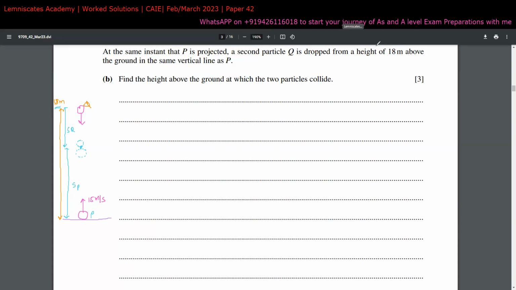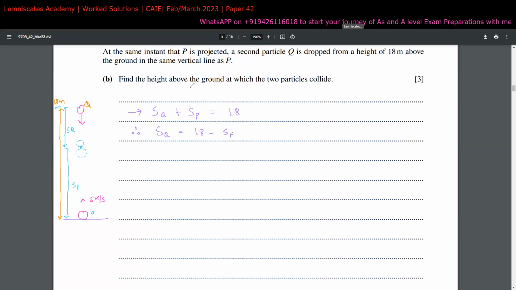So from this, we can make this equation that SQ plus SP is equal to 18. And therefore, if I want to make SQ the subject, you can also make SP the subject, it's up to you. But yeah, if I'm making SQ the subject, it's going to become 18 minus SP.